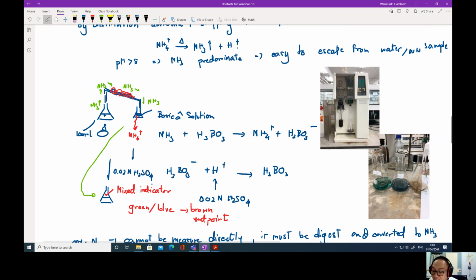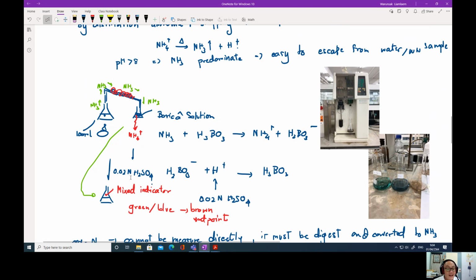This is a figure showing the colors changing. So at the beginning, once the boric acid has absorbed the ammonia, if the concentration of the ammonia is too high, the color will change to green. But if the concentration is not too high, the ammonia changes the color of the boric acid to blue or dark blue.